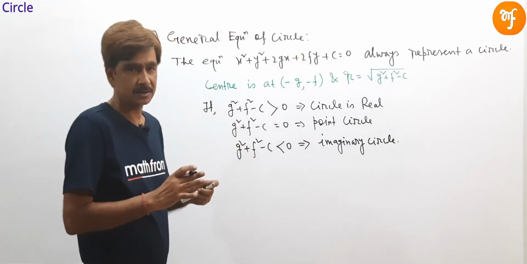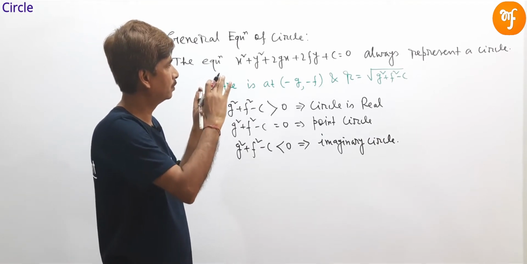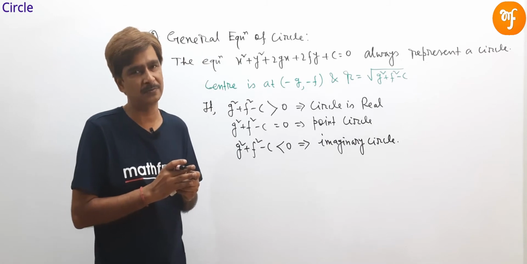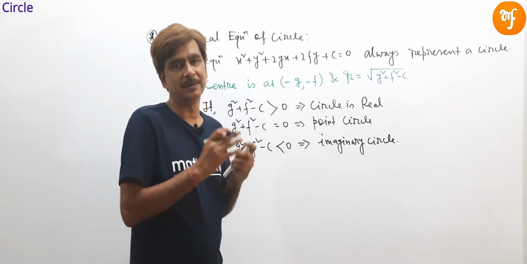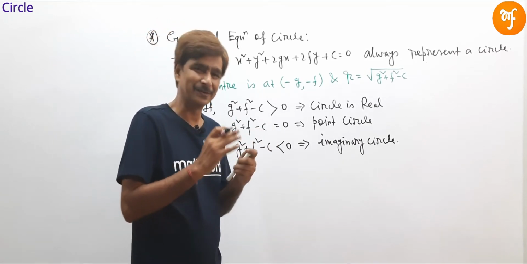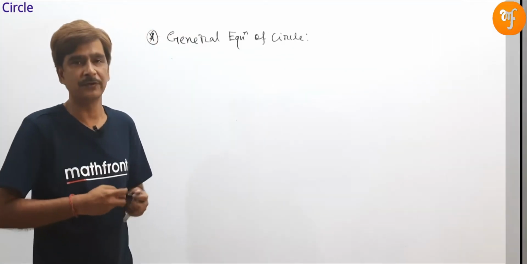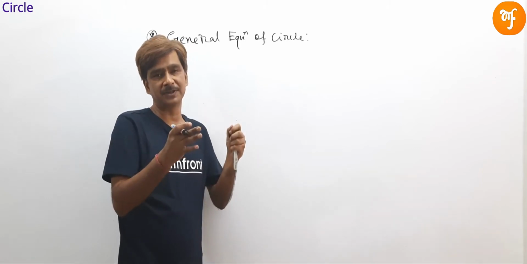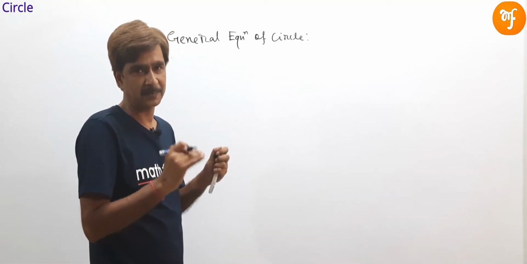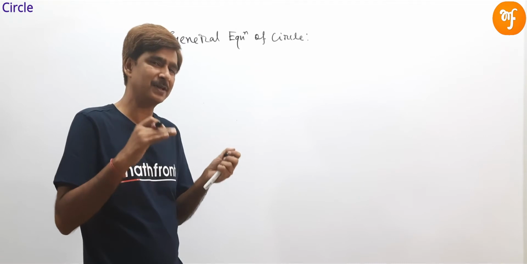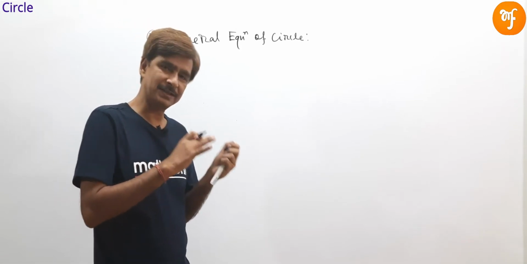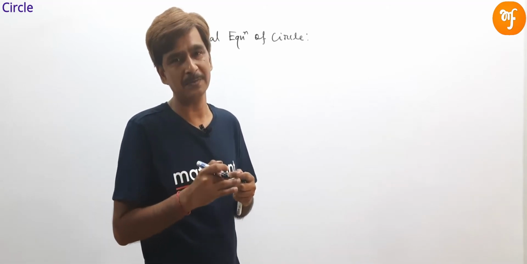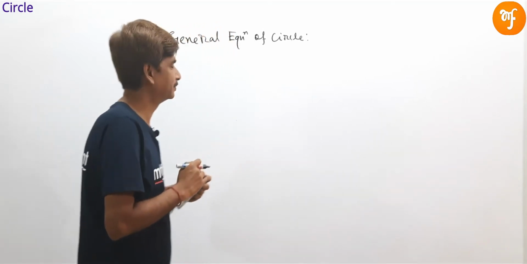Now, our task: how to prove the equation x square plus y square plus 2gx plus 2fy plus c is equal to 0 represents a circle. Okay, so let's have a proof. So friend, we are going to prove that the general equation of the circle is of the form x square plus y square plus 2gx plus 2fy plus c is equal to 0, and its center is at minus g comma minus f and radius is root over g square plus f square minus c. Look how to prove.